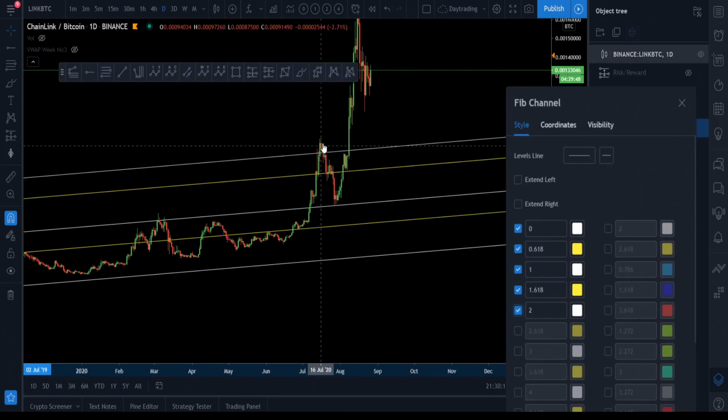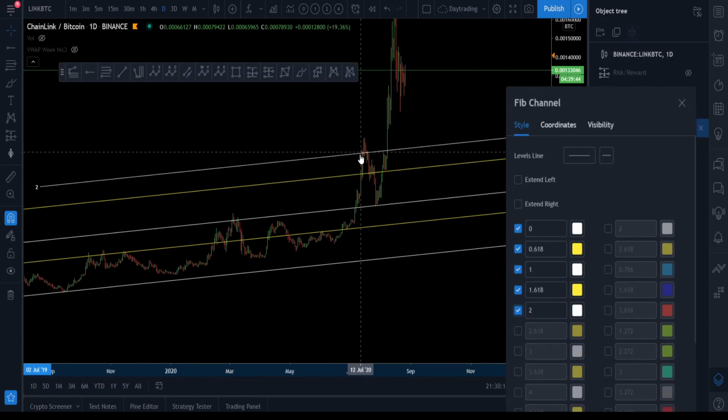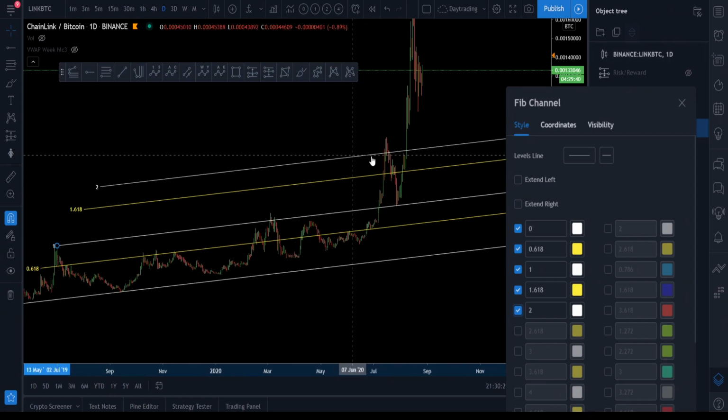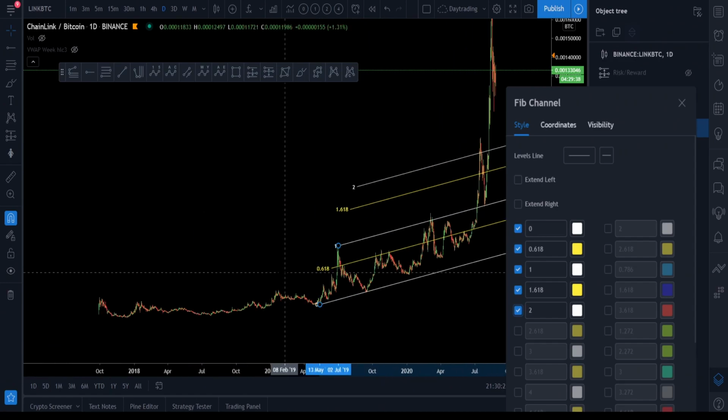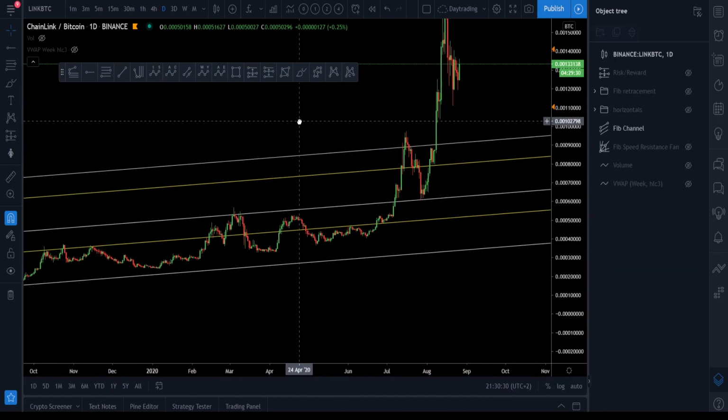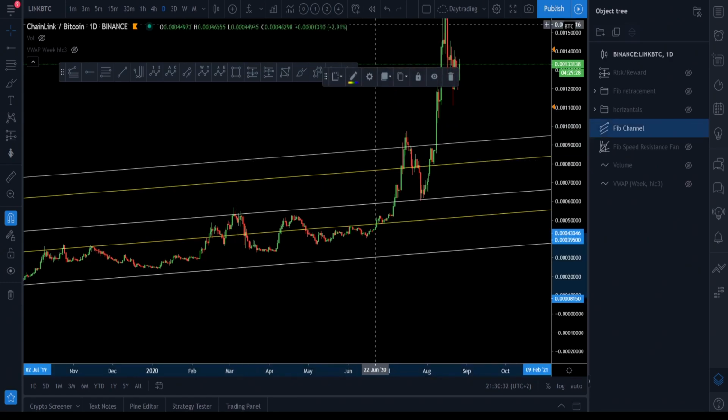2 extension. Where was this top? Almost at, okay, it's not perfect, but good enough, right? It did more or less have a reaction off of the 2 extension. And this is the reason why I use this, because we're at all-time highs, right? You cannot pull internal fib retracements anymore, so you have to work with extensions, right? So that is the 2 extension.